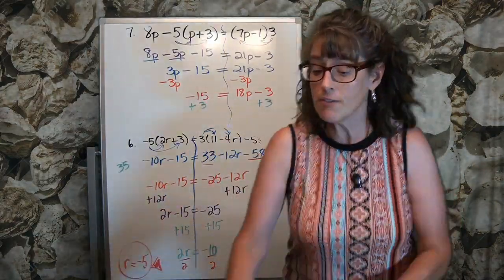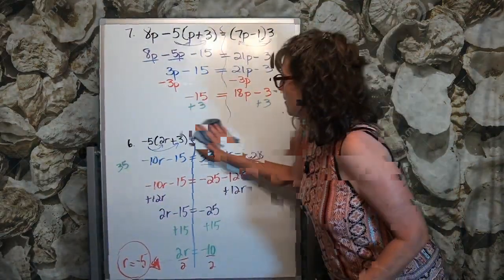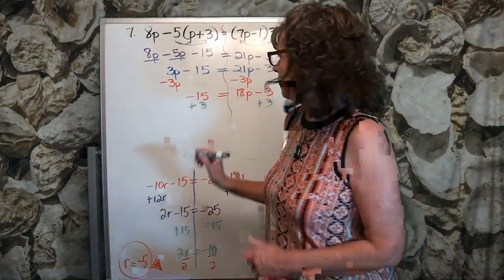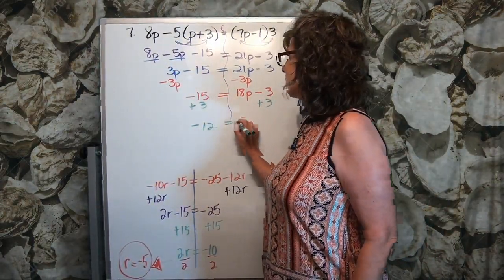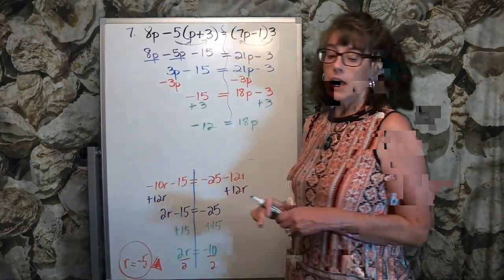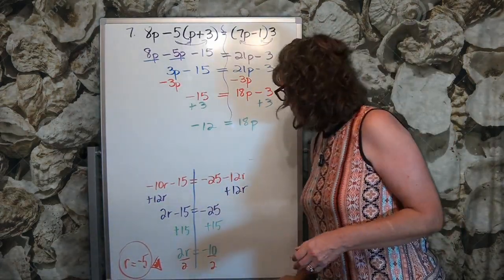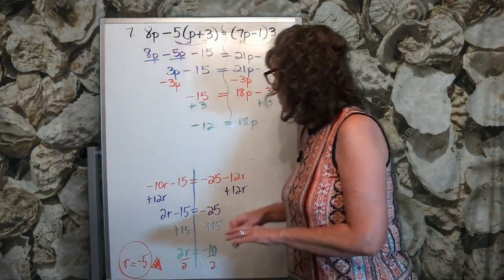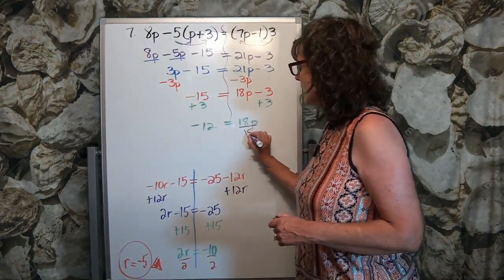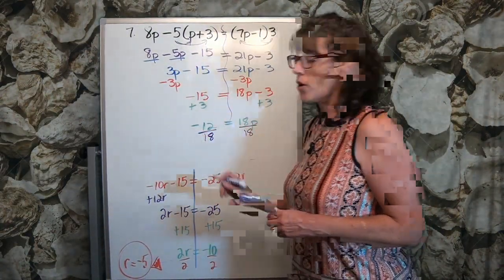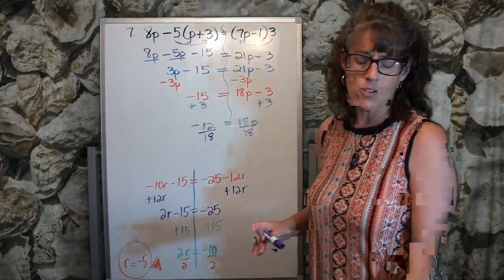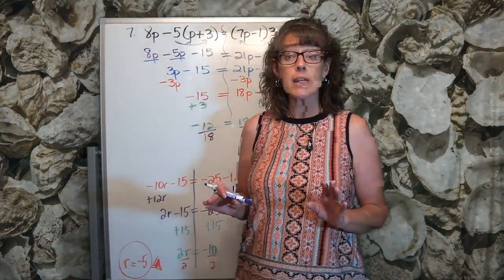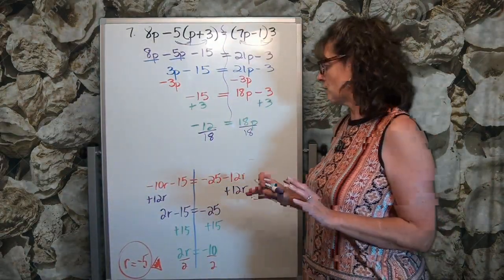So my negative 15 plus 3 will give me a negative 12. And on this side, I have an 18p. And you know what to do to get that p by itself. Now, we're having a little bit of a panic attack right now because we're going, no, wait a minute. Every single time we got integers for our answers, there were no fractional answers. And suddenly this is appearing like we're getting a fraction. It's okay. Stay calm. It's okay to get a fraction for an answer.